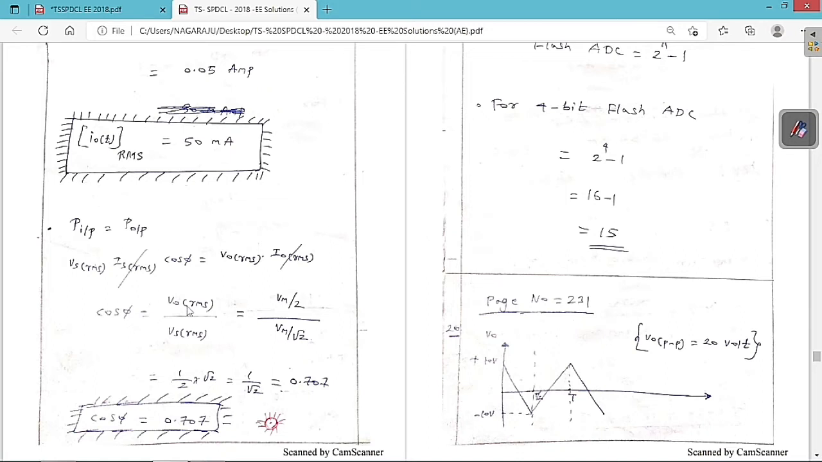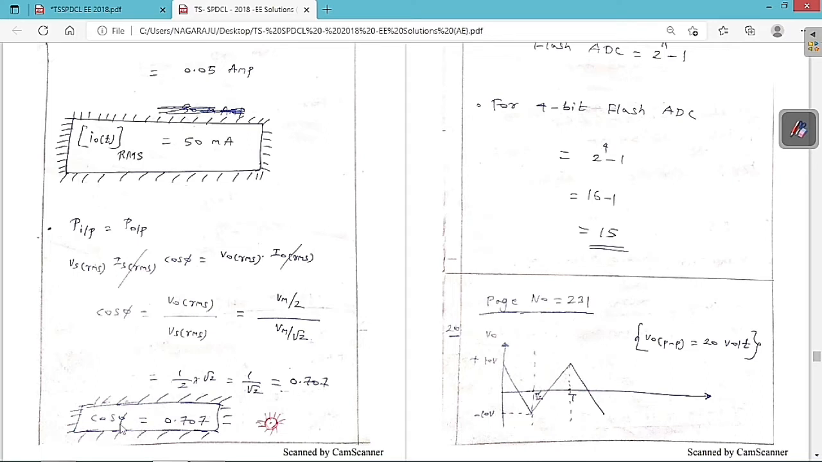As I already told you, the output is basically a half wave signal. Its RMS value is equal to peak by 2, which is Vm by 2. Whereas Vs RMS is a full wave signal, so its RMS value is equal to peak value by root 2, which is Vm by root 2. If we solve this one, we are going to get 1 by 2 into root 2, which is equal to 1 by root 2, and 1 by root 2 is nothing but 0.707.